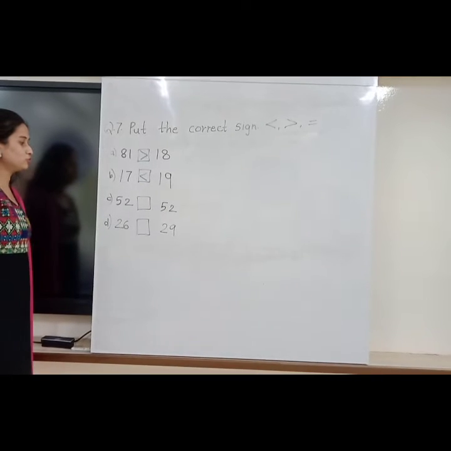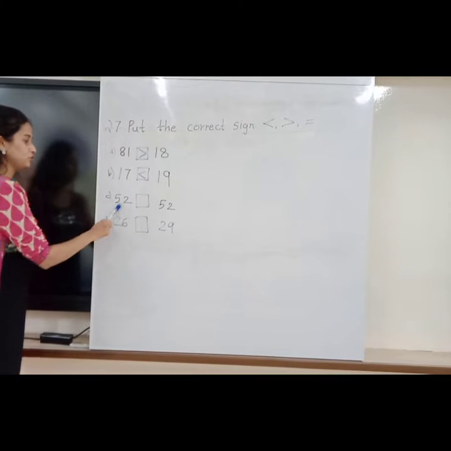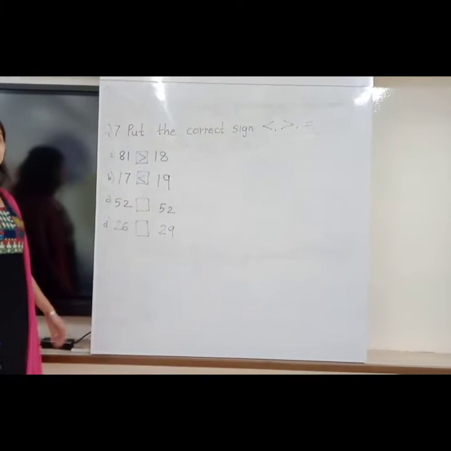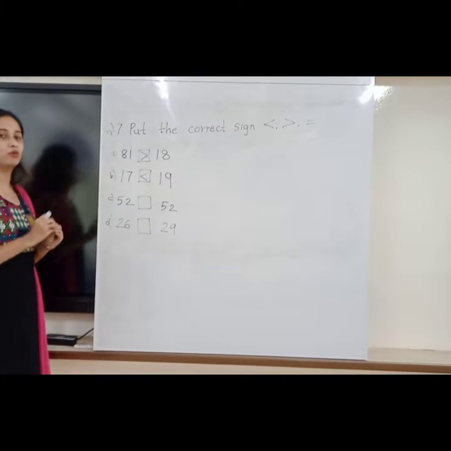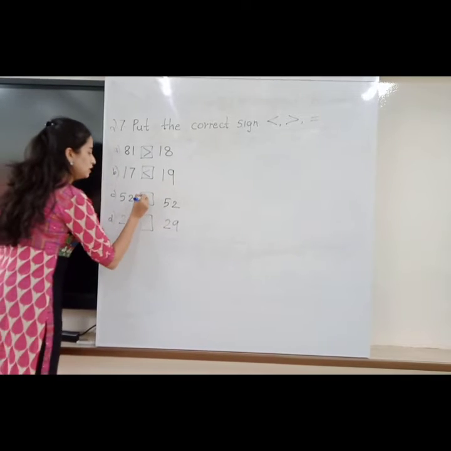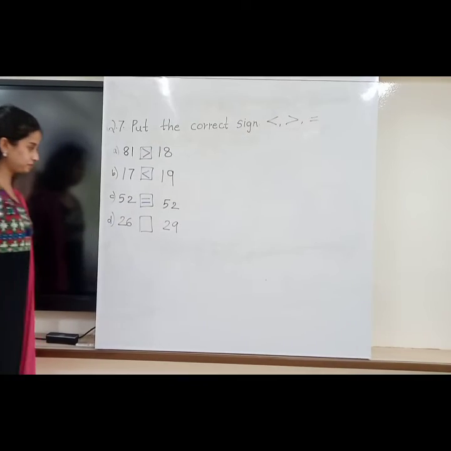Now here, which two numbers do you see? You see 52 and 52. Both the numbers are same. So none of them is smaller, none of them is bigger. Both are same. So we will put the is equal to sign.